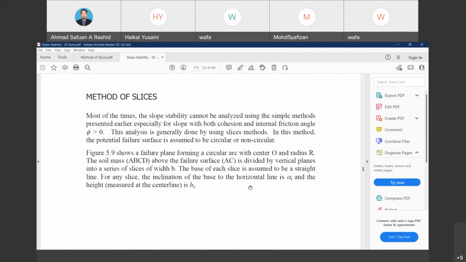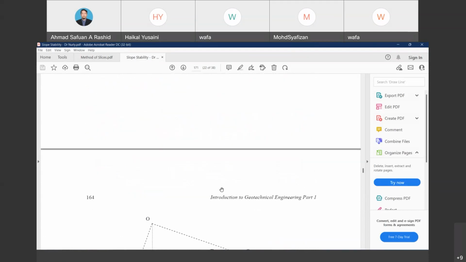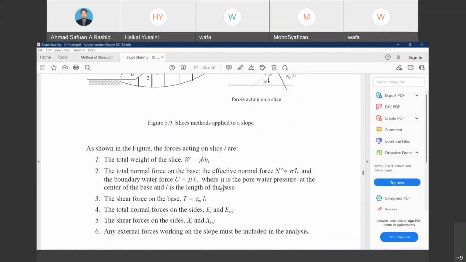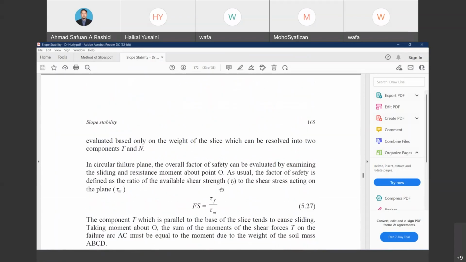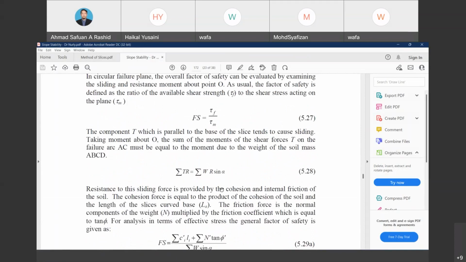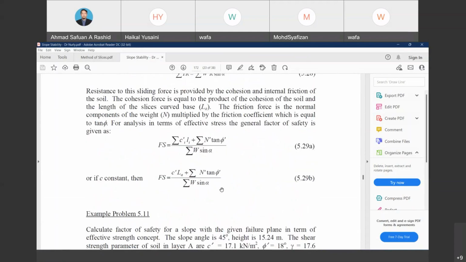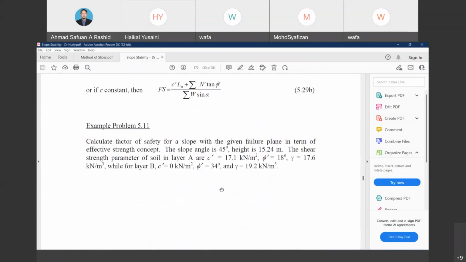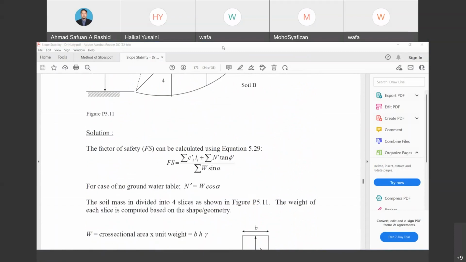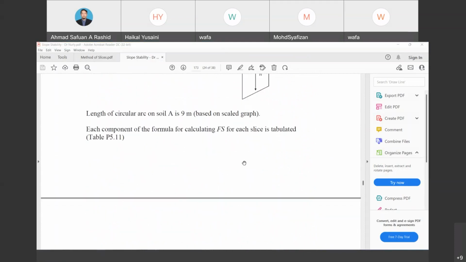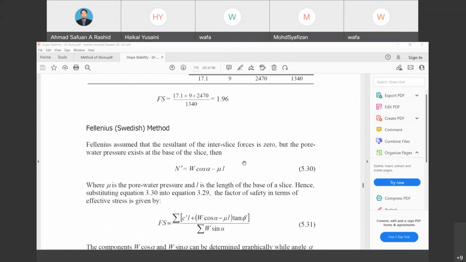Only alpha is mentioned here. Okay, it will make us confused. Okay, so that is for example number 1. Then for Fellenius, that is for the ordinary method.